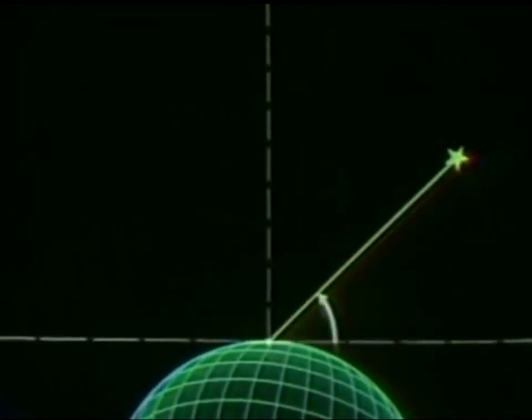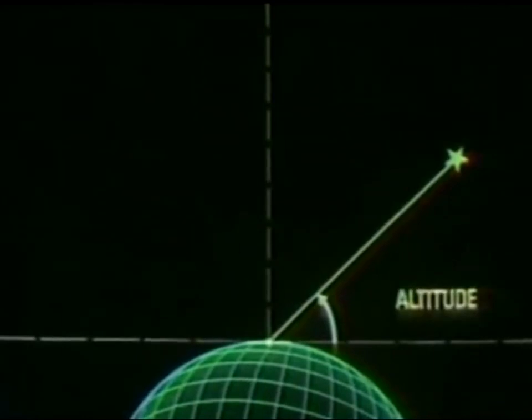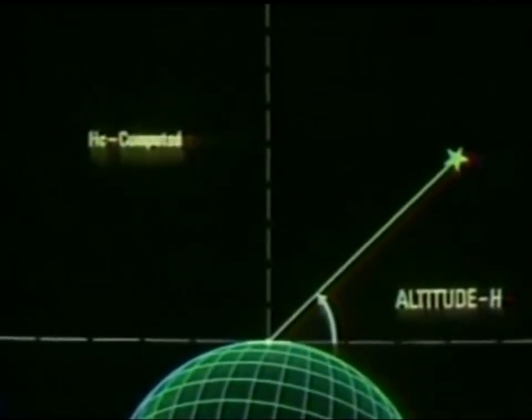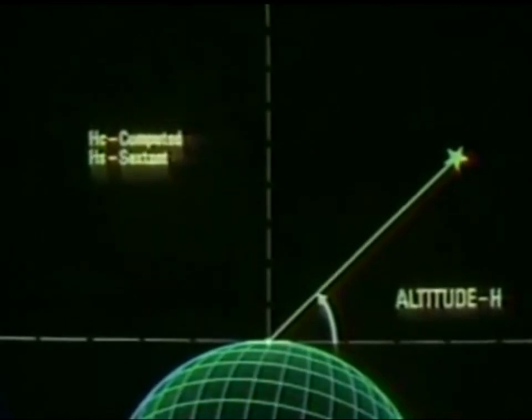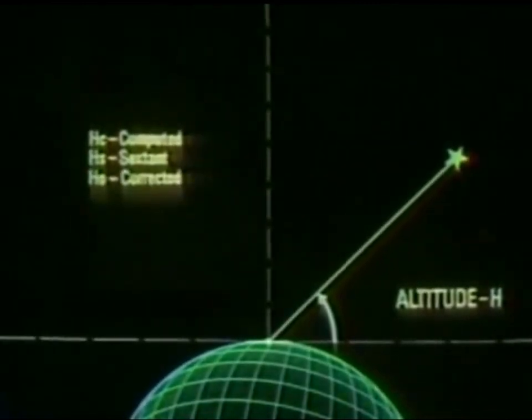The measured angle of a celestial body from the celestial horizon is called altitude. It is indicated by the letter H. Altitude, when computed, is called HC. It is called HS when it is sighted through a sextant, and it is called HO when the sextant reading is corrected for instrument and observation error.